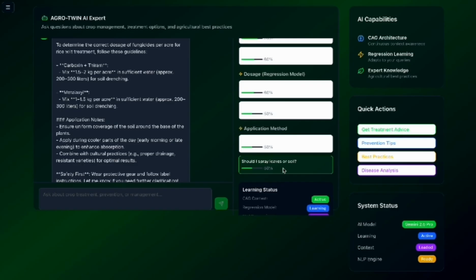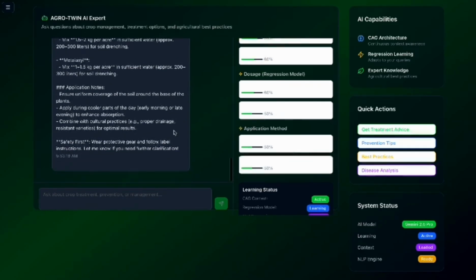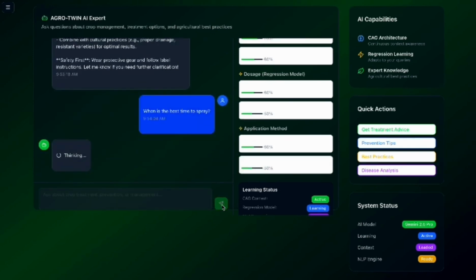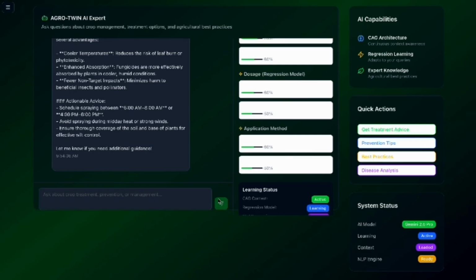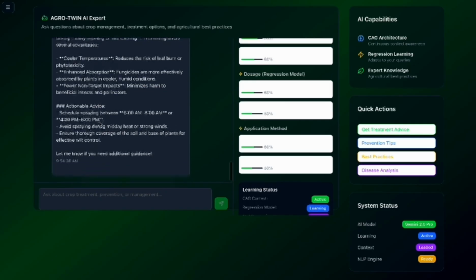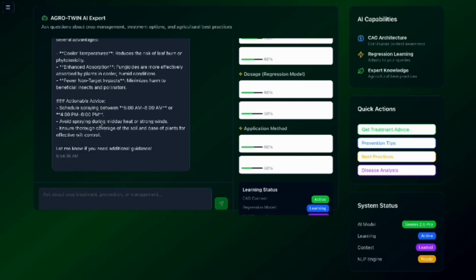As our bot moves over the crops and scans each and every part of the plant, it gets a detailed review of what is going on with the plant. So let's see when is the best time to spray. Yeah. As we can see, actionable advice: schedule spraying between 6 a.m. to 8 a.m. or 4 p.m. to 6 p.m. Avoid spraying during midday heat or strong winds. It also suggests what time to spray and in what weather conditions we need to spray.